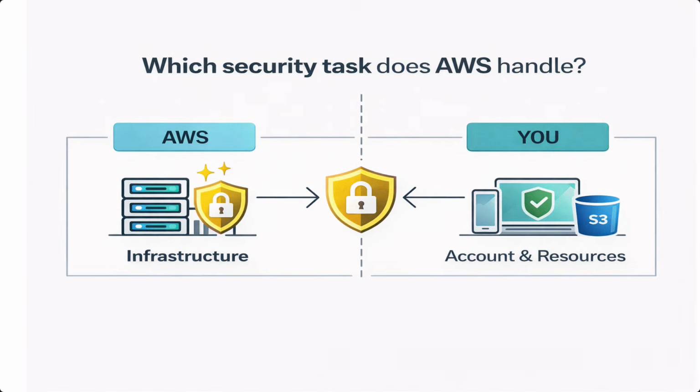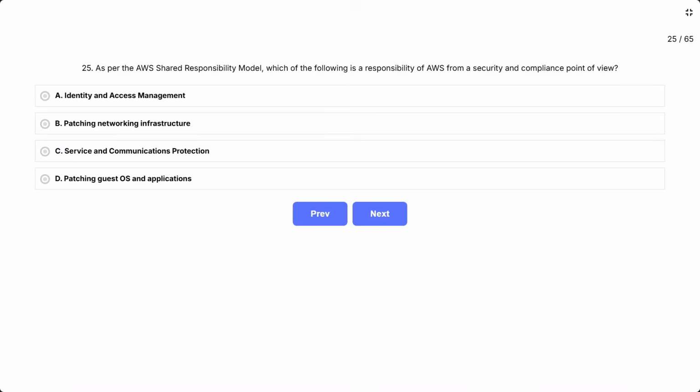This question is about the AWS shared responsibility model and asks which security task AWS handles, not the customer. In simple terms, it wants to know what AWS is responsible for in the cloud infrastructure itself, rather than what you manage in your AWS account and resources. The correct answer is B.